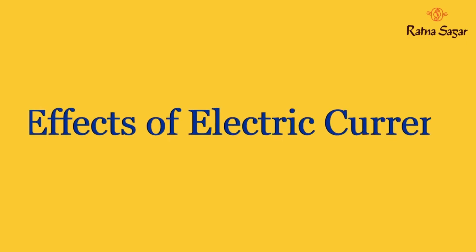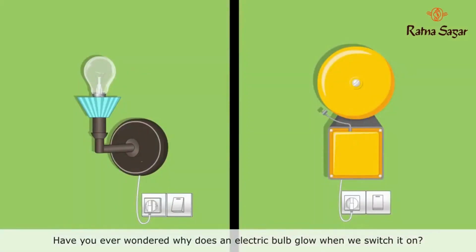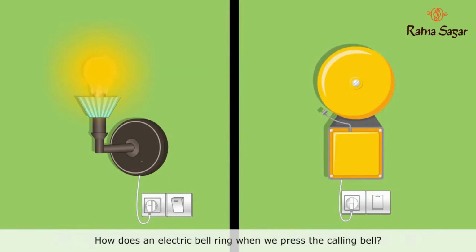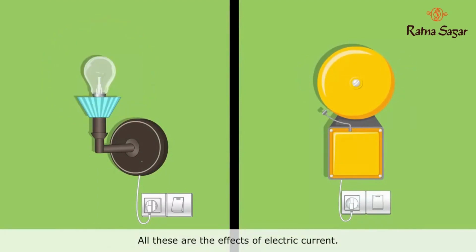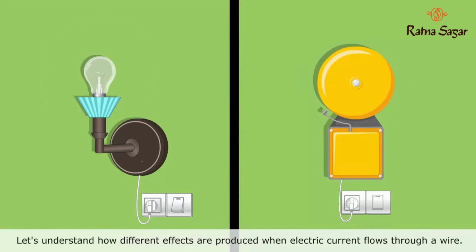Effects of electric current. Have you ever wondered why does an electric bulb glow when we switch it on? How does an electric bell ring when we press the calling bell? All these are the effects of electric current. Let's understand how different effects are produced when electric current flows through a wire.